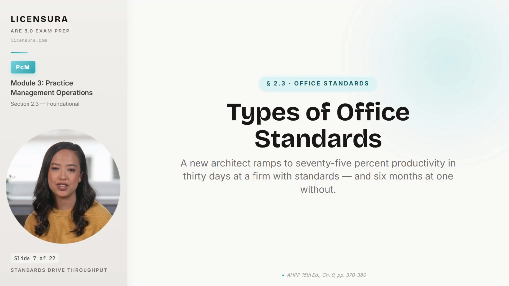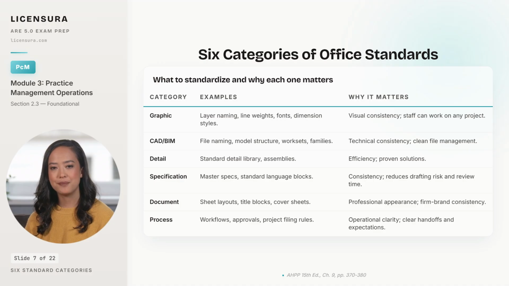There are 6 categories of office standards, and most firms underinvest in at least 2 of them. Graphic standards cover layer naming, line weights, fonts, and dimension styles, the visual grammar of the firm's drawings. When a senior reviewer can read any sheet from any project without relearning the conventions, graphic standards are doing their job. CAD and BIM standards cover file naming, model organization, work sets, and family libraries. Without them, file management collapses and team handoffs lose hours.